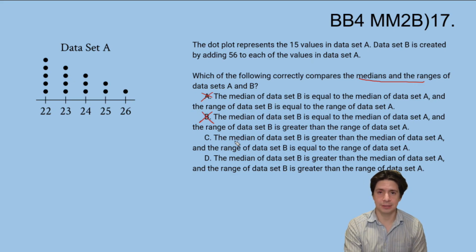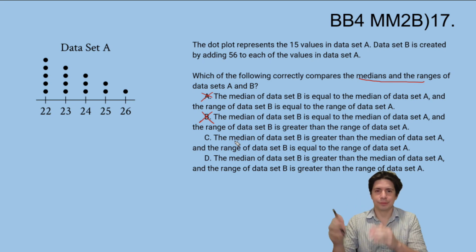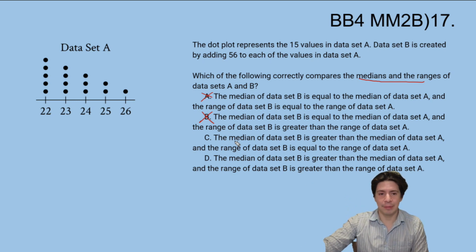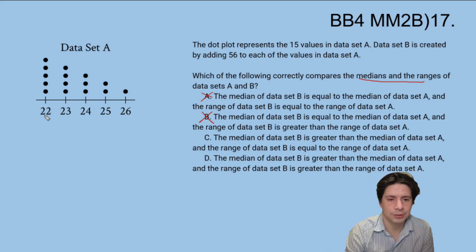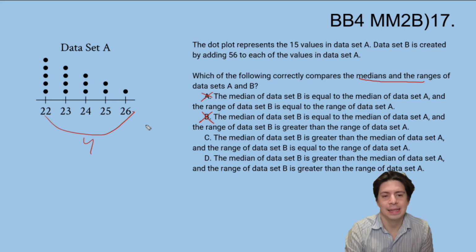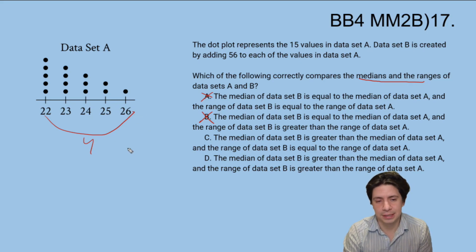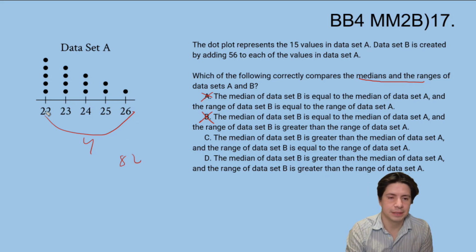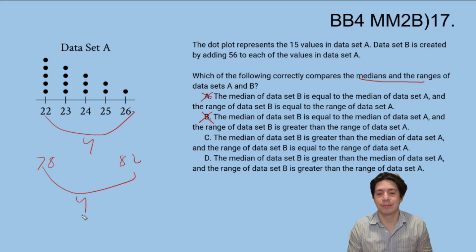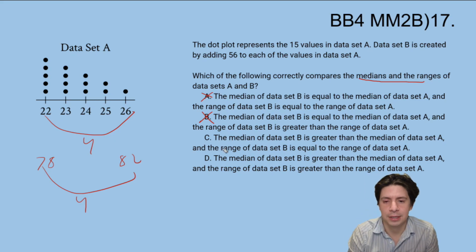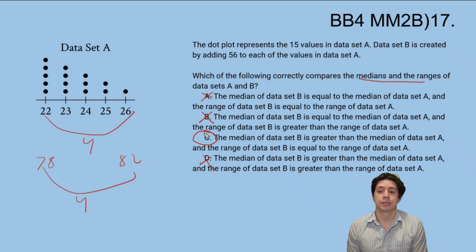Now what happens with the range? If you're shifting everything up, right, the top value has been shifted up the same amount as the bottom value. So the difference between them, right, the 22 and 26 is 4. Now, if we add 56 to 26, we get 82. And 56 to 22, we get 78. And the difference, again, is 4, right? If we're shifting everything equally, we stay the same, so the range is going to be equal. D is saying the range is greater for dataset B, so it's not that. It is C. Okay? So this one's not too bad.